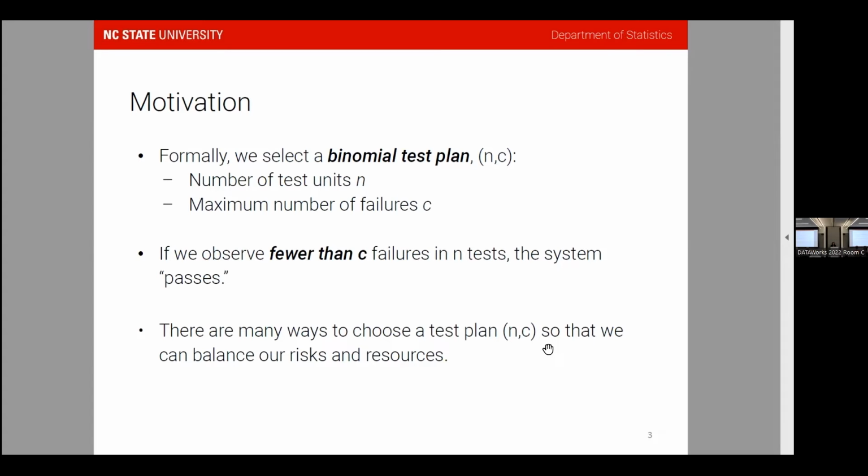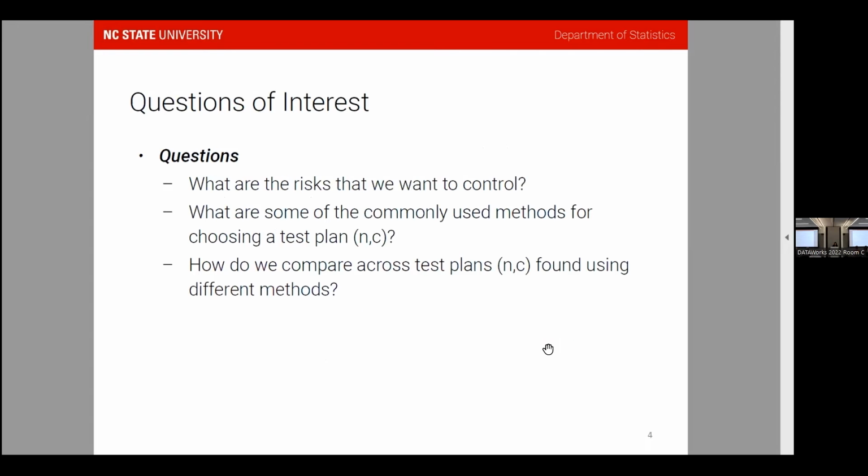And there are many ways to choose a test plan N and C such that we can balance our risks and resources. So in this project, the specific questions we were interested in answering were these three you see on the screen, which is first, what are the specific risks that we want to control? And secondly, what are some of the commonly used methods for choosing a test plan N and C? And lastly, how will we compare across the different test plans that we found using the different methods when we're clearly controlling the different risks for each of the methods?